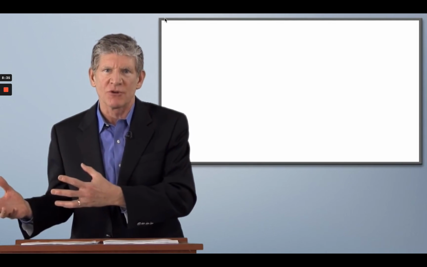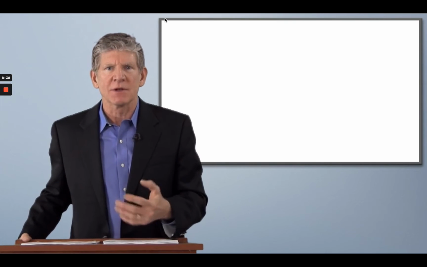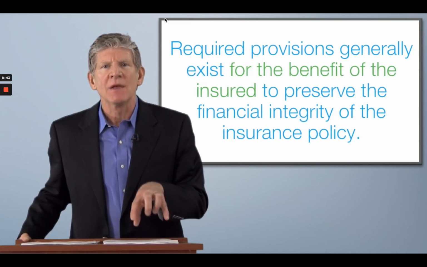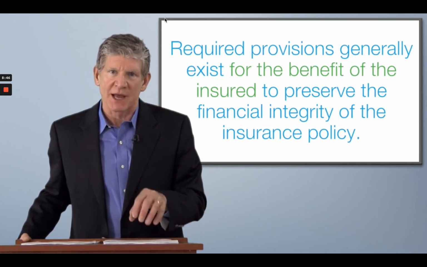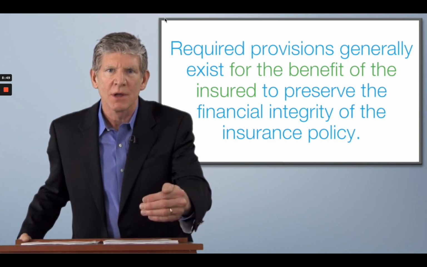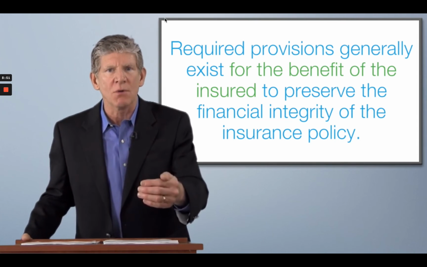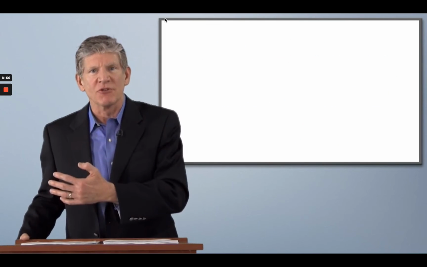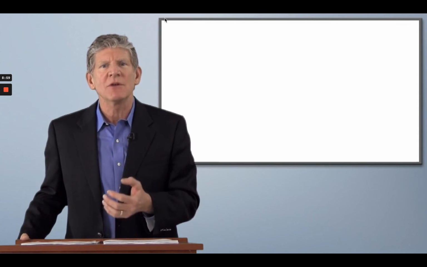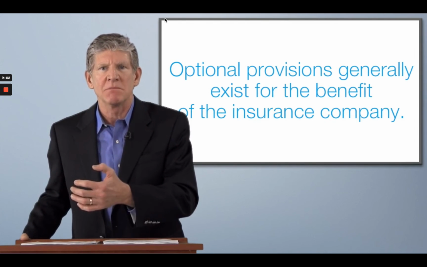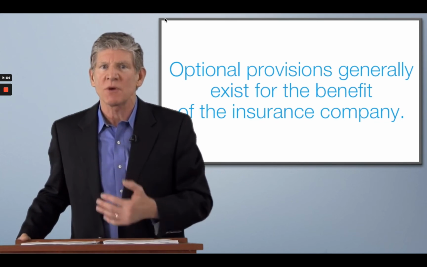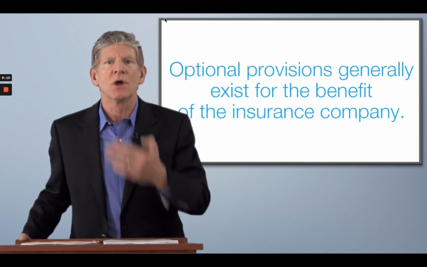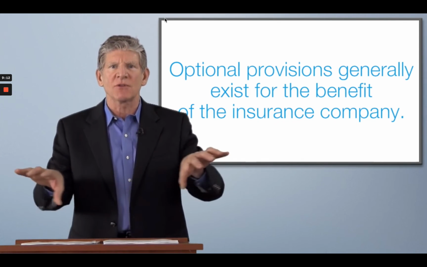When you look at the different types of required provisions, you'll notice a common theme in them is that they exist primarily for the protection of the policy owner. Because they are there for the protection of the policy owner, they're required. When you take a look at the optional provisions, you will see that for the most part, they exist for the protection of the insurance company. Therefore, since it's the insurance company that's being protected, it is the insurance company's option whether to include those provisions or not. So understand that distinction.